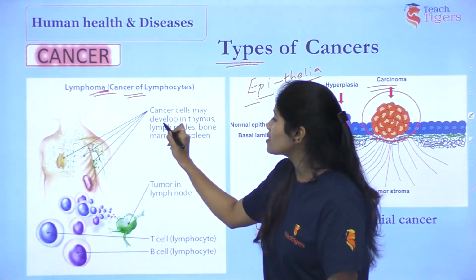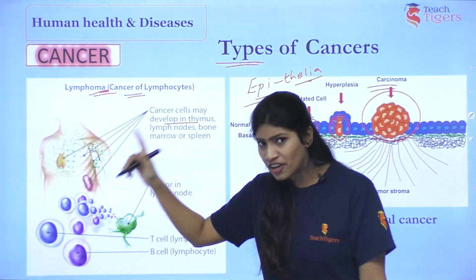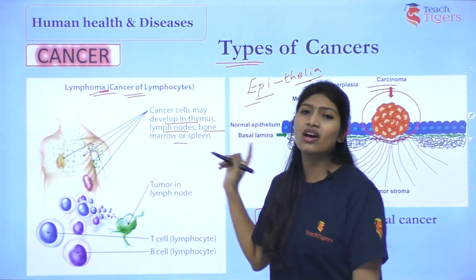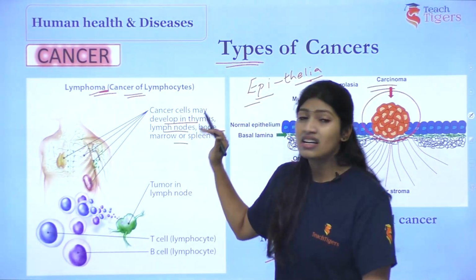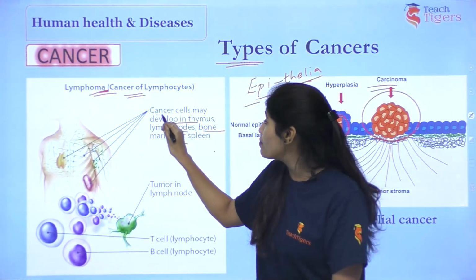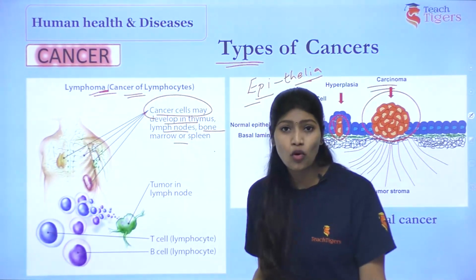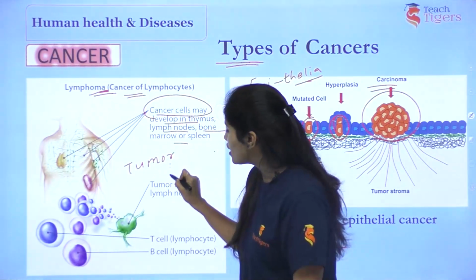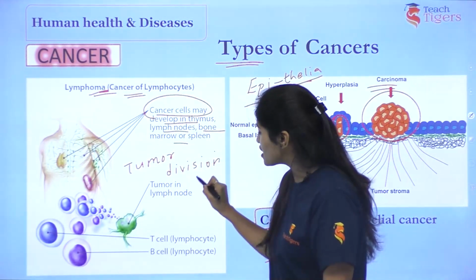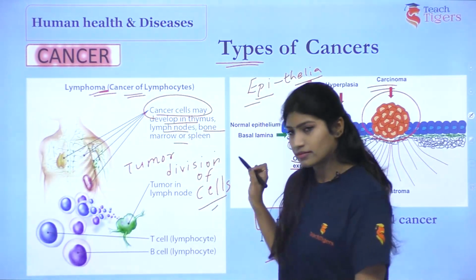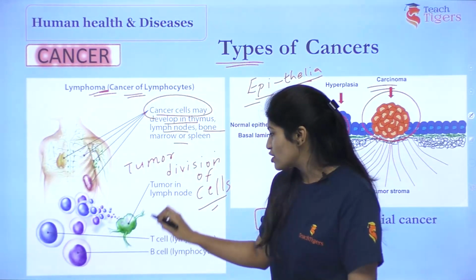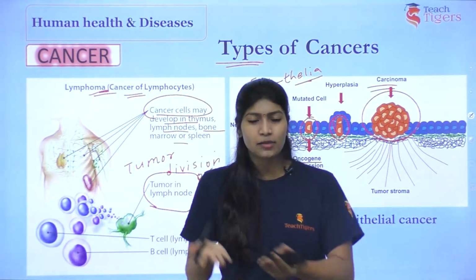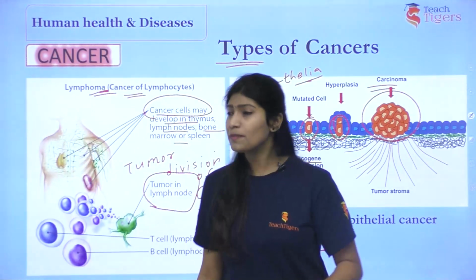Okay. So what happens is cancer cells may develop in the thymus. Again, thymus is a primary lymphoid organ. Lymph nodes, secondary lymphoid organs. Bone marrow is again primary, and spleen is again secondary. So these are the primary and secondary lymphoid organs where the cancer cell may develop, in those particular lymph nodes. Because of that, the tumor will be formed. Tumor means what again? Division of cells. So when the division of cells takes place, it leads to cancer. Yes. So this causes cancer in lymph nodes and lymphocytes, and there the cells will divide and become tumors. This is one more type. And we'll see the next one.